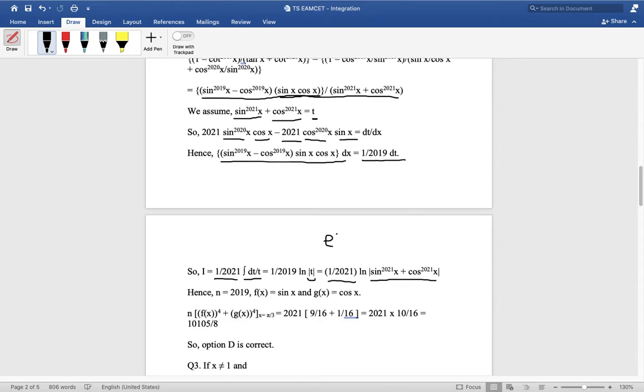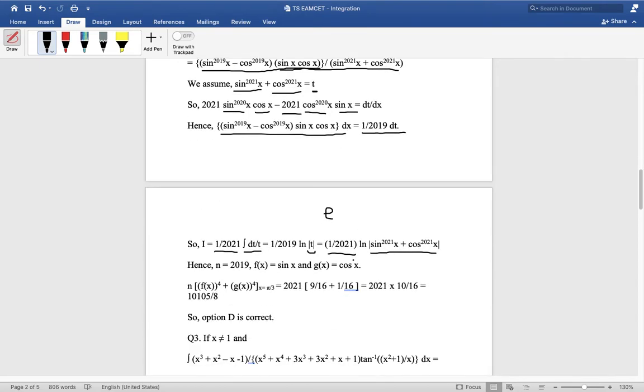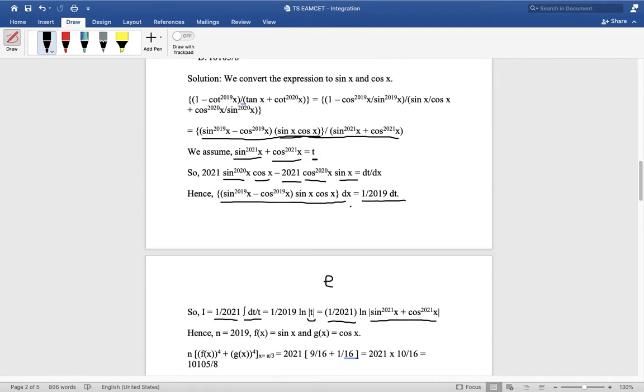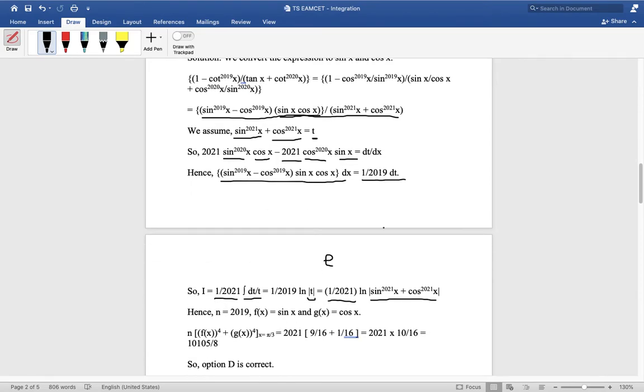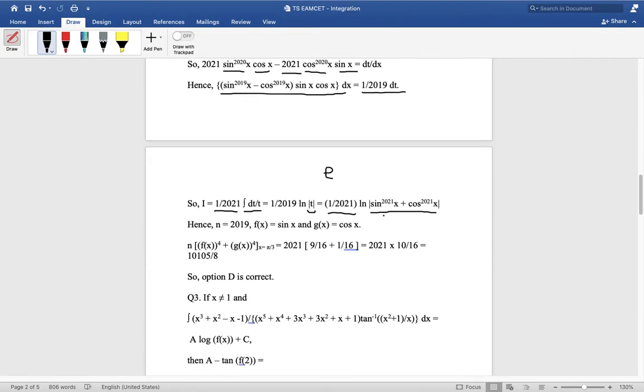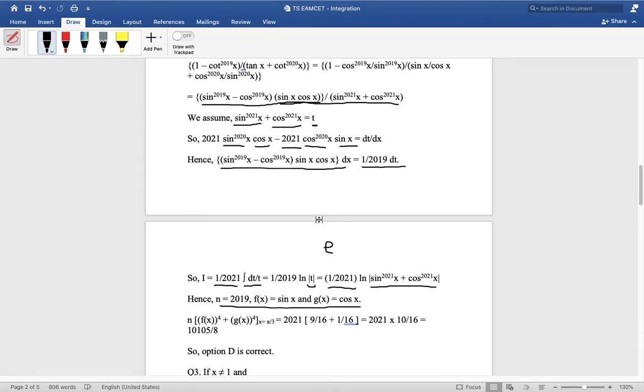Now let us compare this to what we were given in the problem. The whole integral is given to be equal to 1 by n into ln of mod of f(x) raised to the power n plus g(x) raised to the power n. As we compare this, we can see that n equals 2021, f(x) equals sin x, and g(x) equals cos x. Okay, so now we have almost solved the problem.